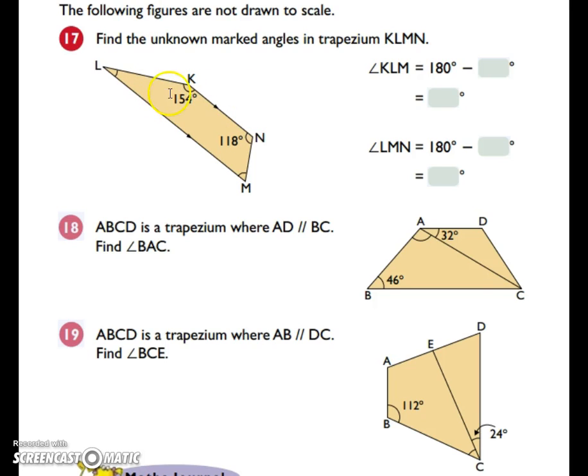So what is angle KLM? You will get 180 minus 154. You should be able to get the answer. And here you should get 180 minus 118. Then you should be able to get the answer here. I'm going to stop here. Numbers 18 and 19, you will do yourself and hand it to me.